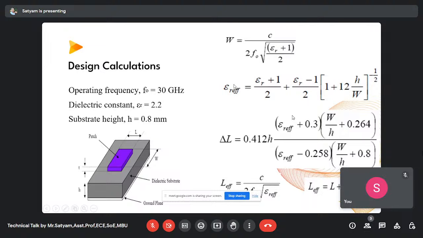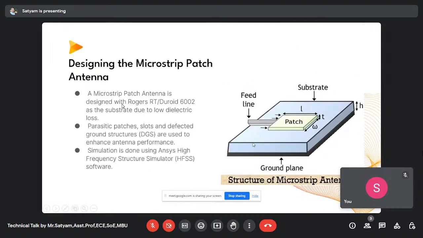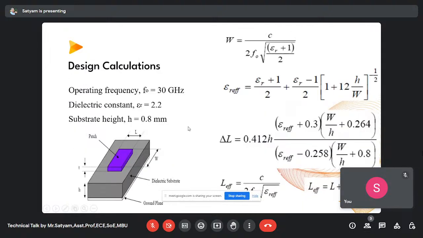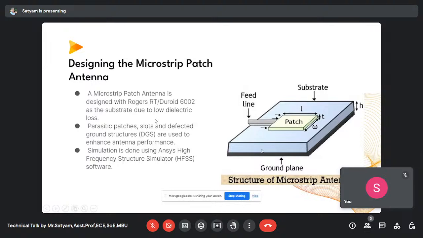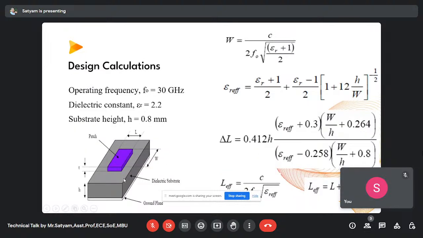Millimeter wave application means the millimeter wave range goes from 30 gigahertz to 300 gigahertz. So we have designed the antenna for 30 gigahertz, that is a margin. Dielectric constant we have taken 2.2. Dielectric constant is the property of the dielectric, that is the permittivity, right? If it is a very high permittivity, it means a very high dielectric constant. Then the height of the substrate, h, is equal to 0.8 millimeter, with permittivity 2.2. And then you can see here the structure of the microstrip patch antenna.